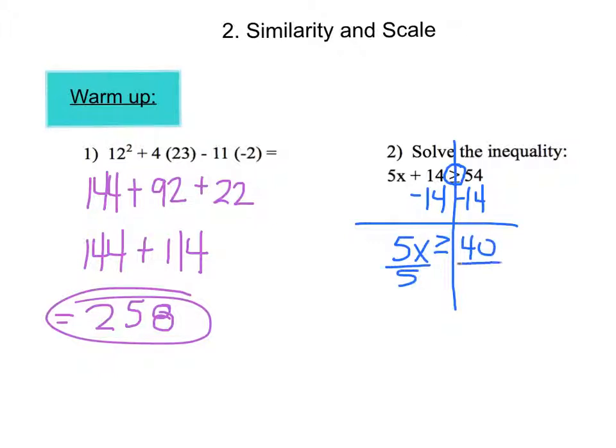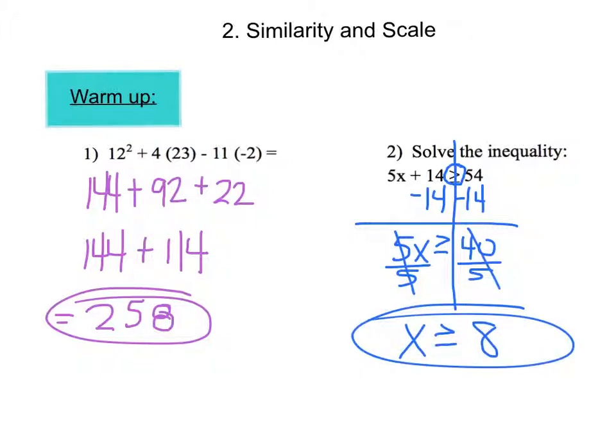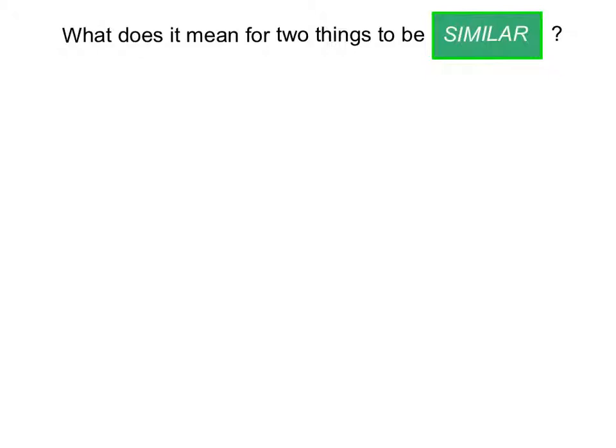Divide by 5 on both sides to solve for our x, and we get x is greater than or equal to 8. If we would plug this back in, it would make a true statement. And remember, not only is x 8, but x can be any number bigger than 8 because it's greater than or equal to. So we could choose 1084. It doesn't matter.